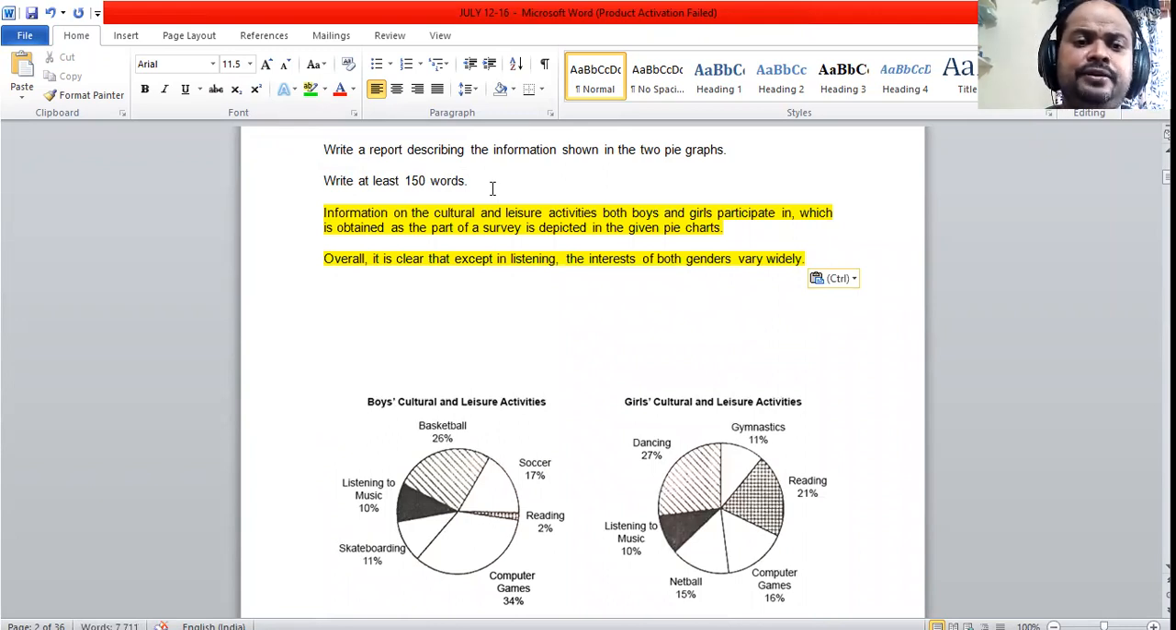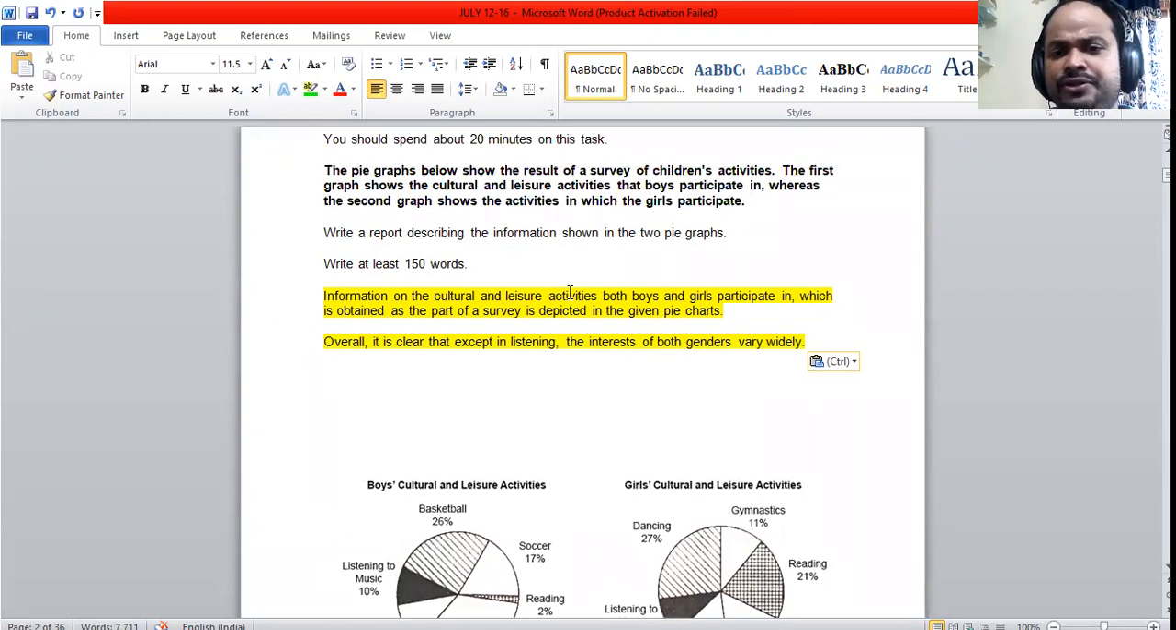This is the introduction: information on the cultural and leisure activities both boys and girls participate in, which is obtained as a part of a survey, is depicted in the given pie charts. So the introduction is not copied from the prompt given in the question. We have made some differences there.